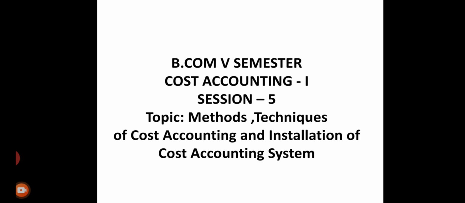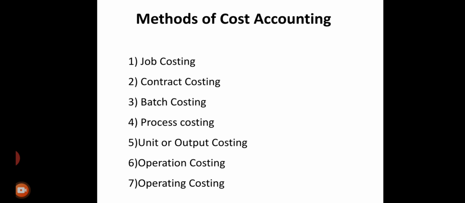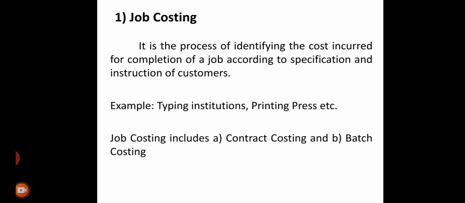And today's topic will be methods and techniques of cost accounting and installation of cost accounting system. In methods of costing, there are first, job costing; second, contract costing; third, batch costing; fourth, process costing; fifth, unit or output costing; sixth, operation costing; seventh, operating costing.